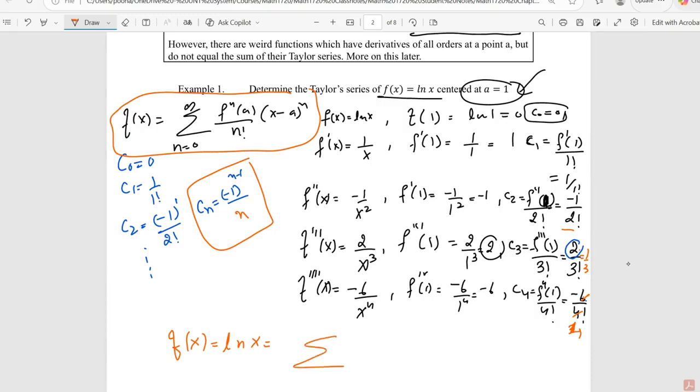So my final representation using this f of x, which was natural log of x, would be equal to sigma n from 1 to infinity, because c naught is 0 and we don't need to write that, of negative 1 power n minus 1 by n times (x minus 1) to the power n. This is your Taylor series representation of natural log of x.